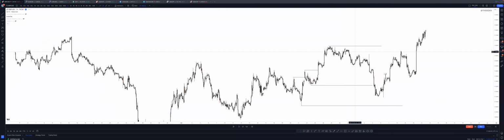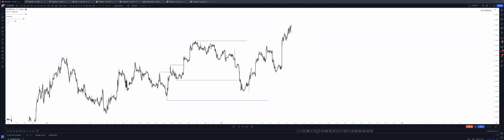Now you can see what price did. The type 1 that I was explaining. We have this, and this. A, B, C. So price takes out the B, comes into the A, and continues in the direction. And you can see it right here.